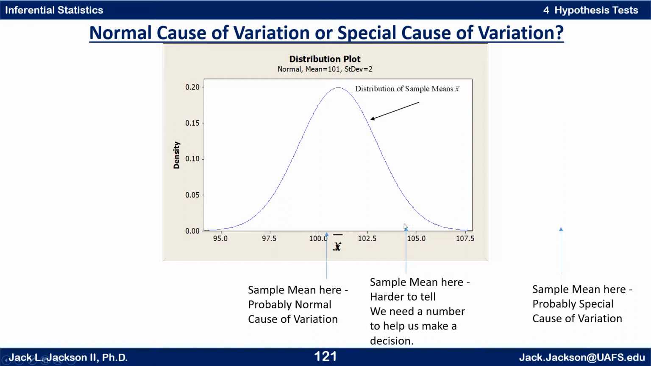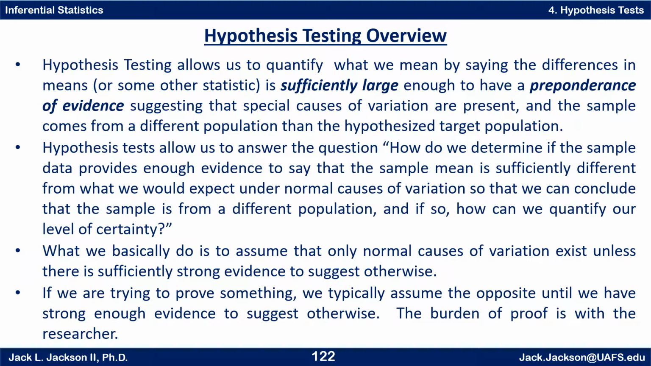What about in here? Well, now it's a little harder to tell. It'd be nice if we had a number that could help us measure whether this was likely a special cause of variation or a normal cause of variation. And that's where we're going with a hypothesis test. Hypothesis testing allows us to quantify what we mean by saying that the difference in means, or some other statistic, is sufficiently large to have a preponderance of evidence suggesting that special causes of variation are present, and the sample comes from a different population than the hypothesized target population.